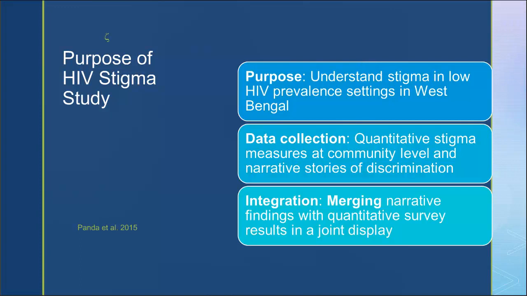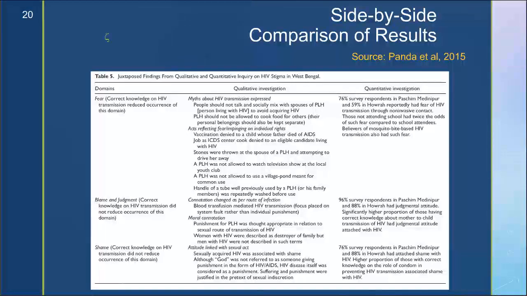This is a study by Panda in 2015, appeared in, I believe, the Journal of Mixed Methods Research, looking at stigma related to HIV in West Bengal. Data collection included quantitative stigma measures at the community level, and then narratives, actually, narrative stories of discrimination. So integration was merging, in this side-by-side joint display that we see.